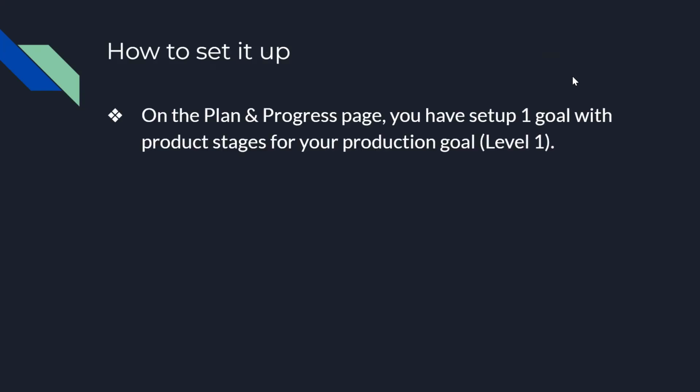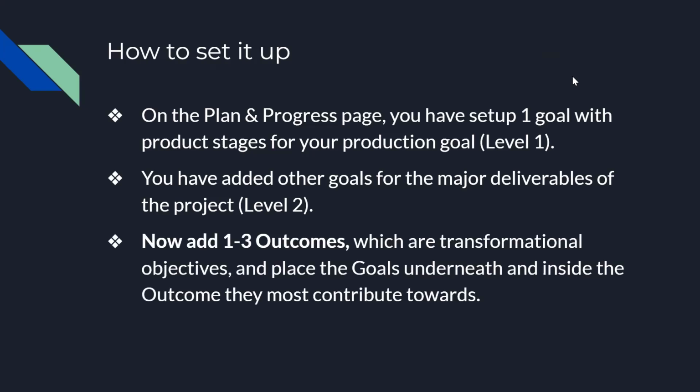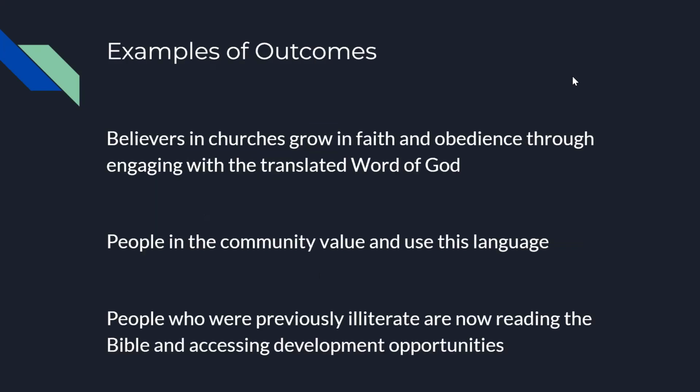Here's how to set it up. On the plan and progress page, you've already set up one goal with the product stages for your production goal. That was the Level 1. You've also added other goals for the major deliverables of this project. That's the Level 2. Now we're going to add 1 to 3 outcomes, which are transformational objectives. We're going to place the goals underneath and inside the outcome they most contribute towards.